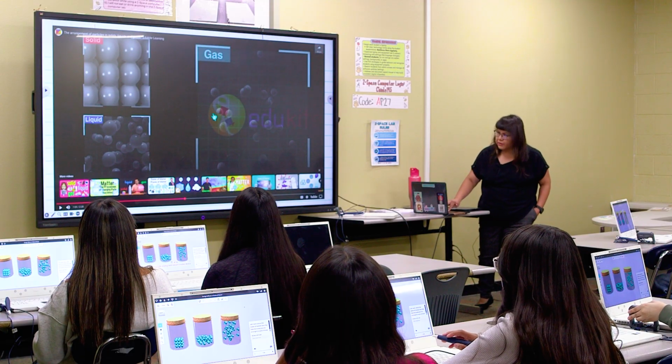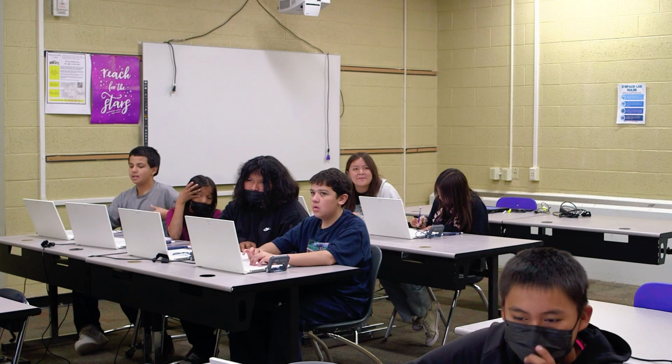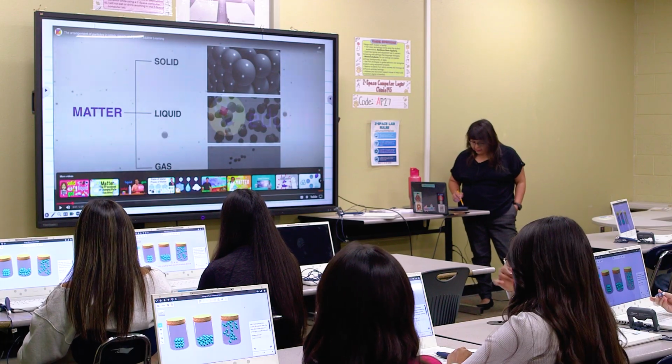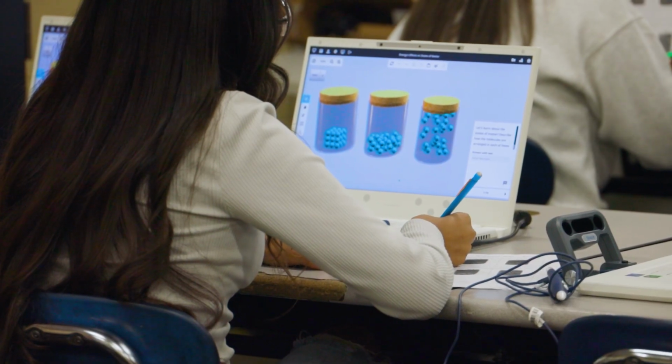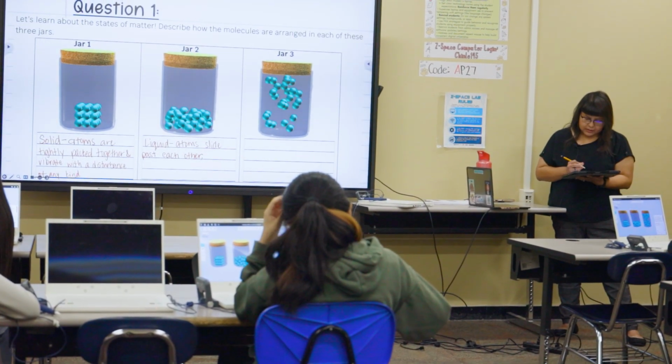What was the first one, the first state that was discussed? Solids. Solids? What do we need to write about solids? Solids are closely packed together. So which jar is it? Jar 1, 2, or 3? When I guide the instruction, they have better success at it.